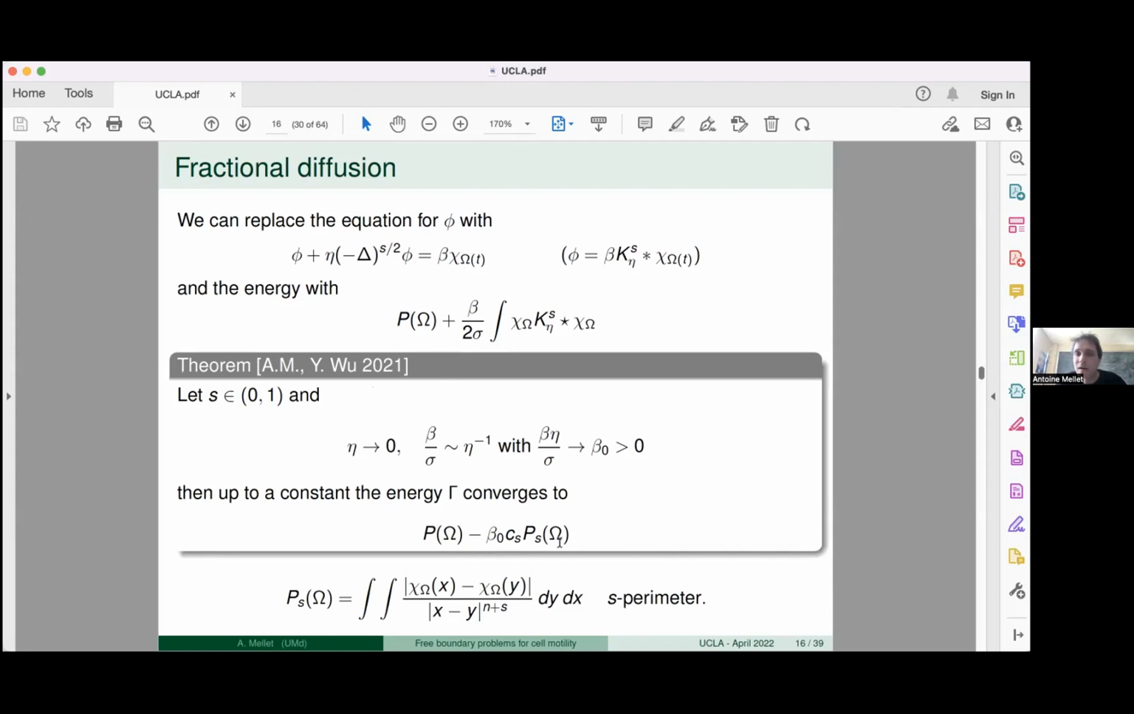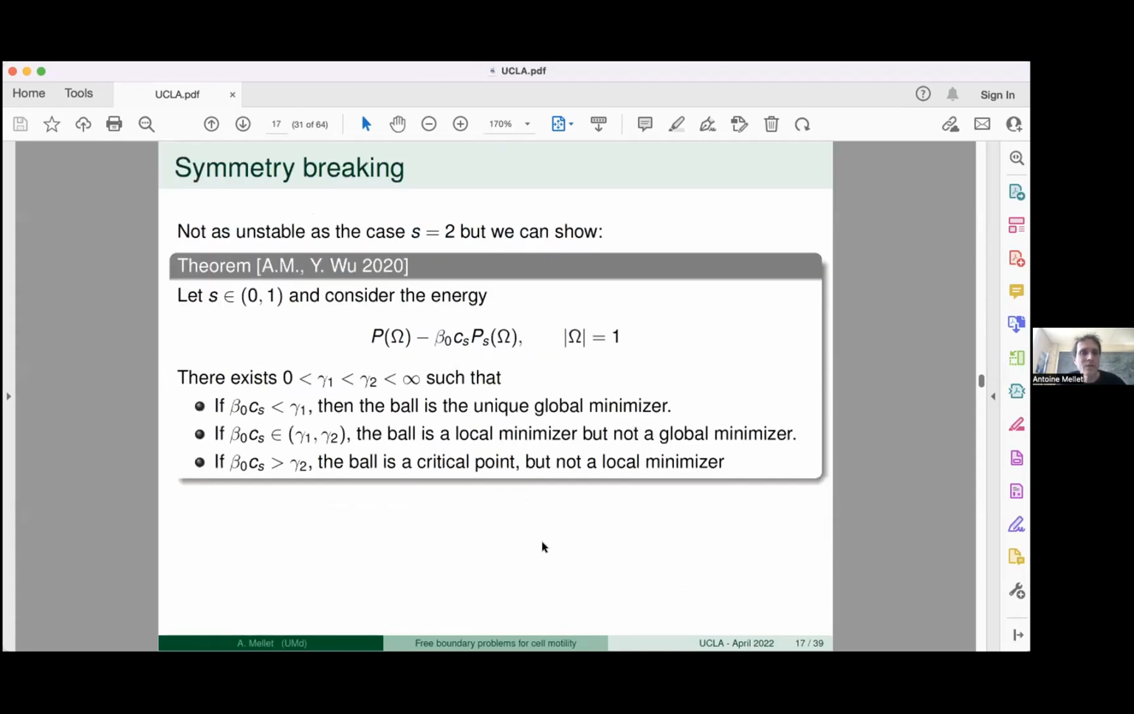Now, this is not as dramatic as what we had before, where we had really perimeter minus a multiple of the perimeter, right? I mean, the S-perimeter is of lower order than the perimeter, but still, this type of functional has interesting dynamics. We can show that for a functional like this, there are some parameters, gamma 1, gamma 2, right?